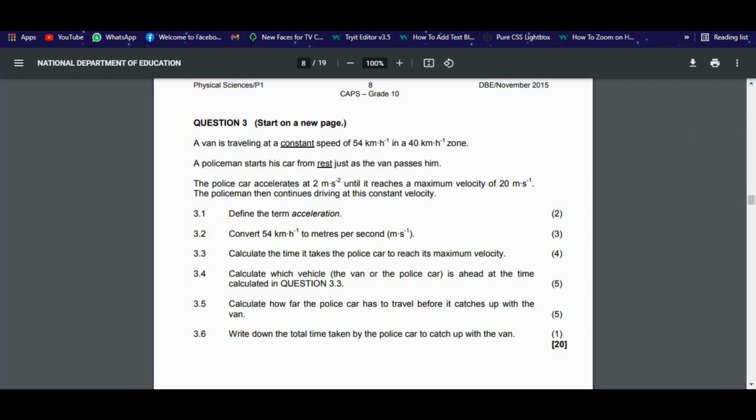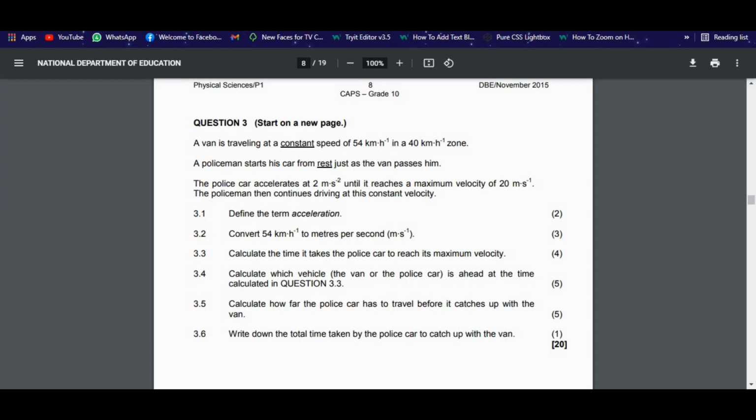Let's look at the question here. A van is traveling at a constant speed of 54 kilometers per hour in a 40 kilometer per hour zone. This is a nice question. A policeman starts his car from rest just as the van passes him. And the police car accelerates at 2 meters per second.